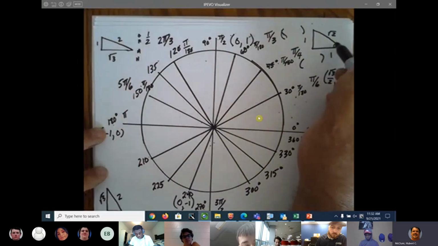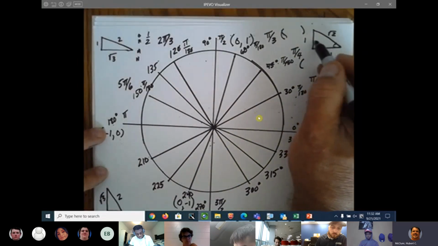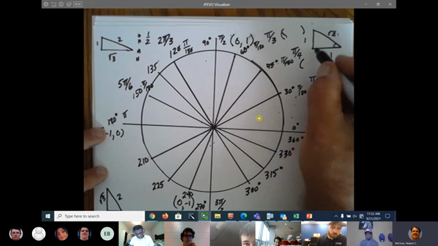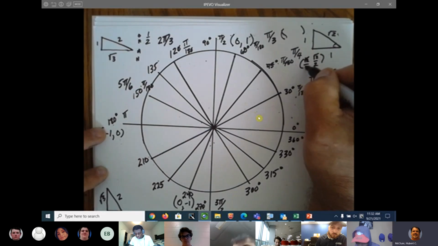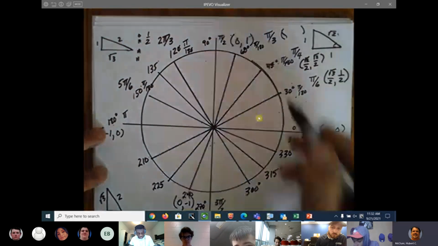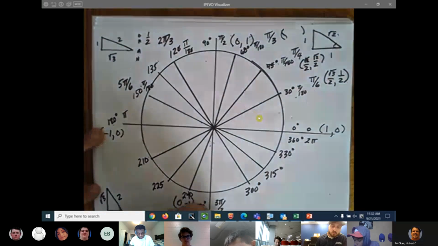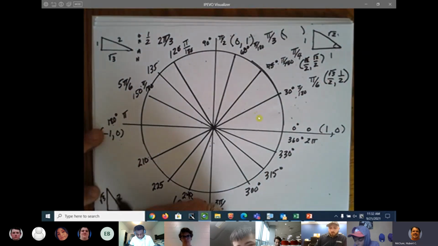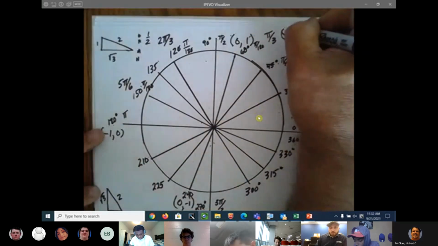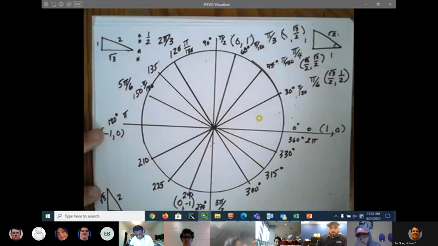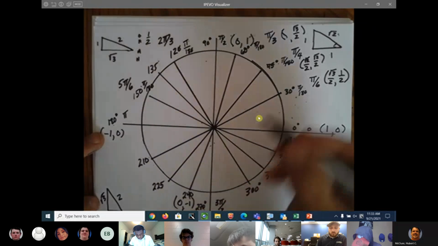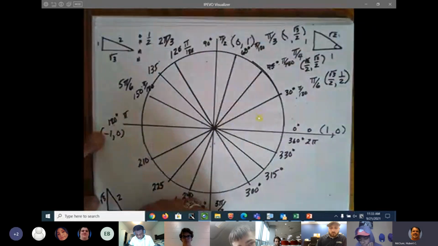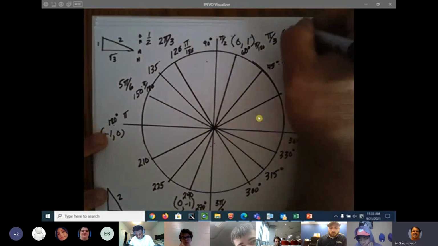Here, there's 45. So Oscar had 1 over the square root of 2, which would be the square root of 2 over 2. Same thing here, square root of 2 over 2. And the 60-degree angle, Oscar had the square root of 3 over 2, and 1 over square root of 3 is square root of 3 over 3. Make sure Oscar had a hump, no, 1/2.